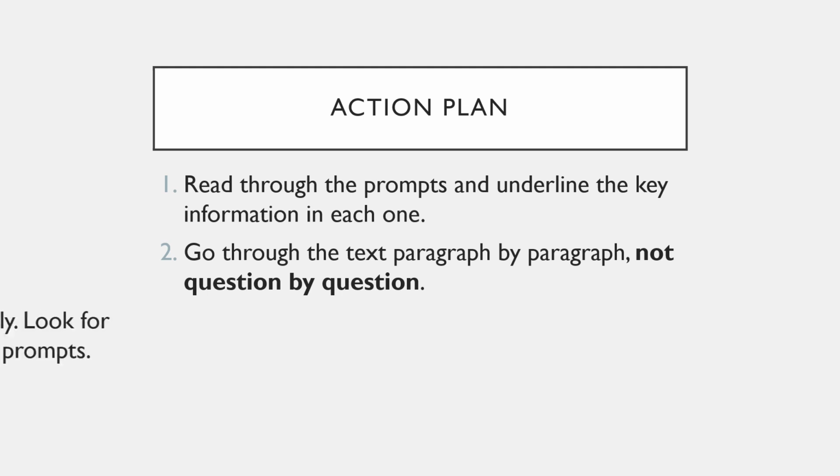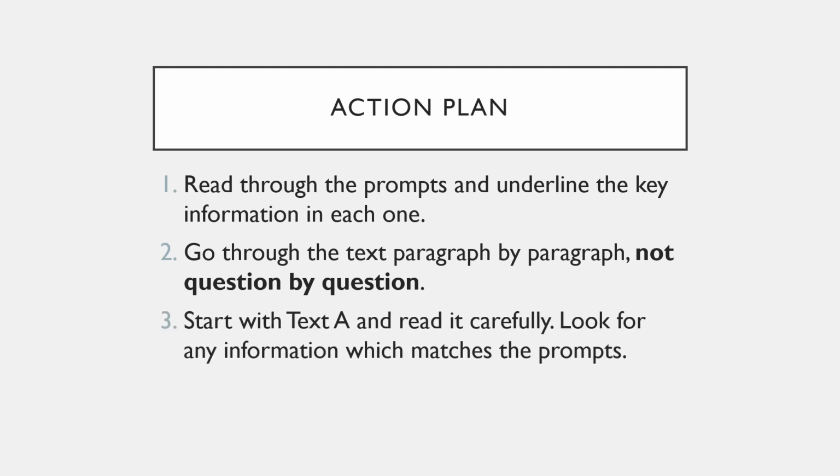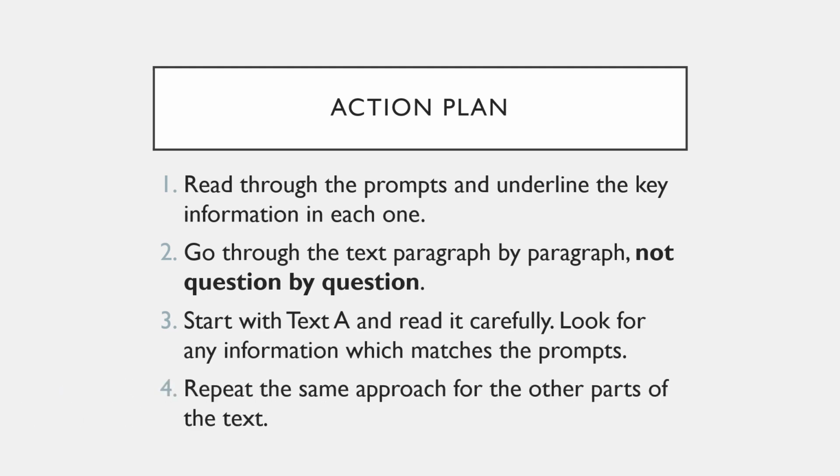So, instead of doing this, start with text A and read through it carefully. Look for phrases which match any of the prompts. If you've already underlined the key words from the prompts, then this will make your life easier. Once you've read through text A, start on text B. Then repeat the same strategy for each of the texts. Hopefully, by the time you've read all of them, you'll have found most of the answers. You might need to go back and search again for a couple of the final answers.